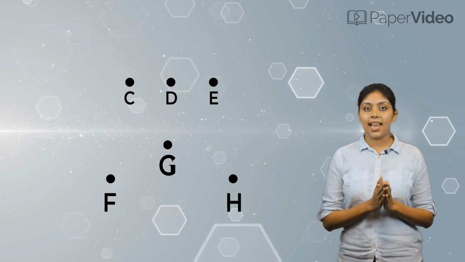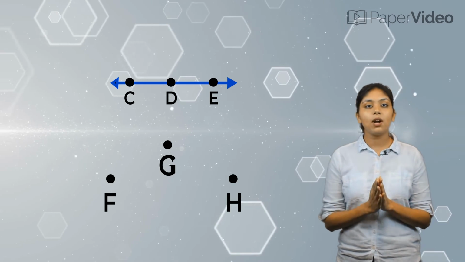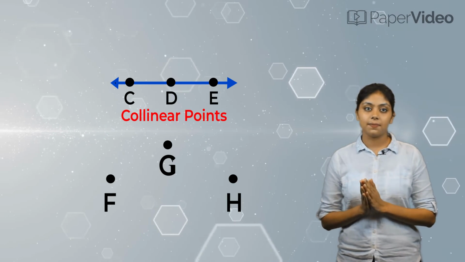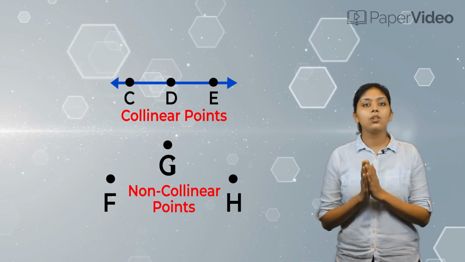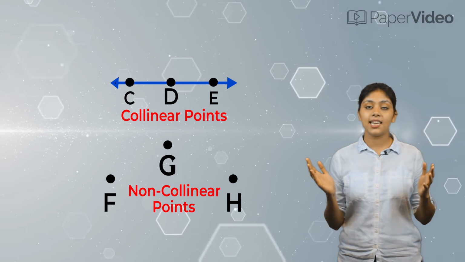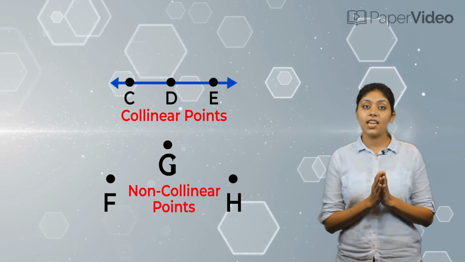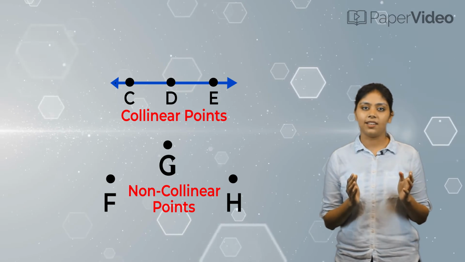If there exists a line passing through 3 or more distinct points, then the points are called collinear points. Otherwise, they are called non-collinear points. Here, points C, D and E are collinear, while points F, G and H are non-collinear.